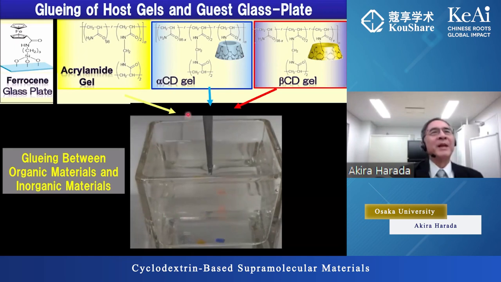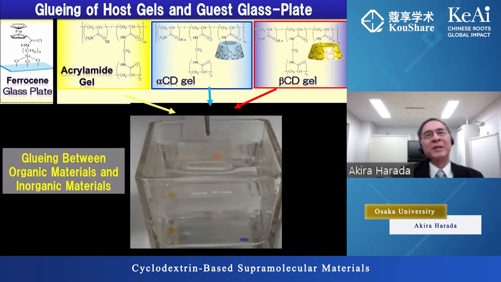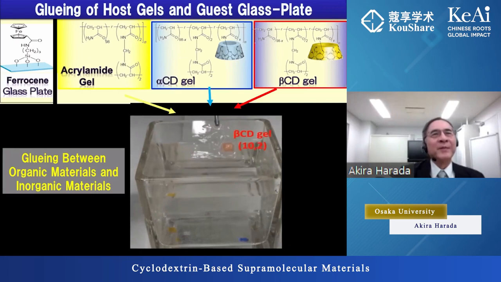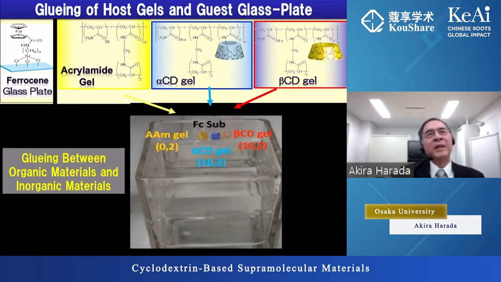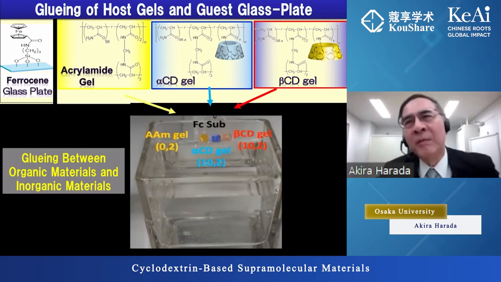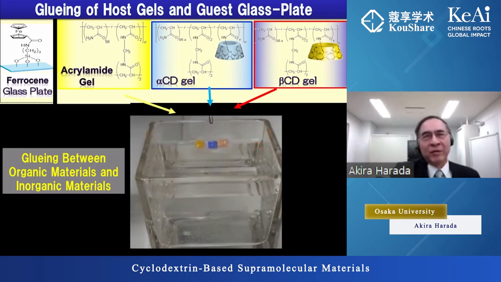Acrylamide gel fell off fast, and alpha-cyclodextrin gel also fell off, but showed some resistance because of some interaction with the cyclopentadienyl part. In contrast, beta-cyclodextrin gel adhered to the glass plate strongly. Accordingly, organic materials and inorganic materials are glued by host-guest interactions.